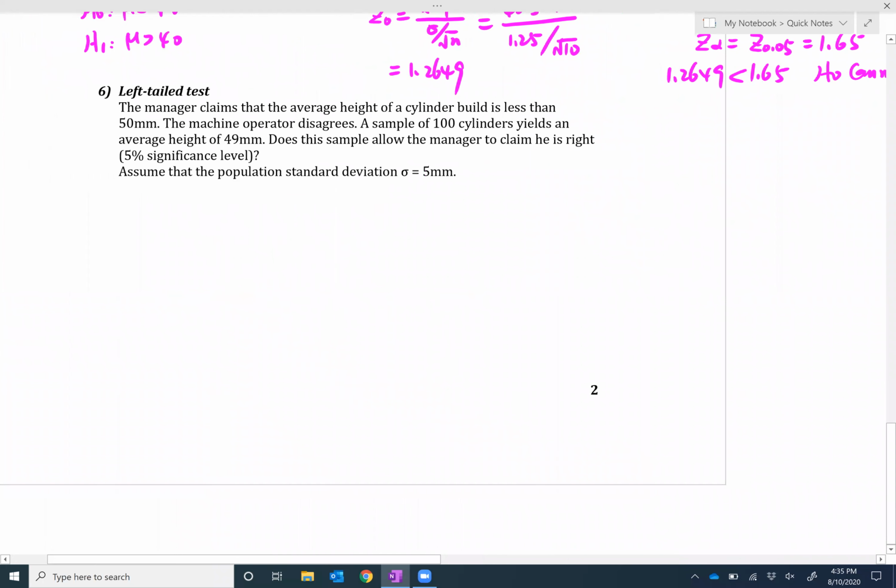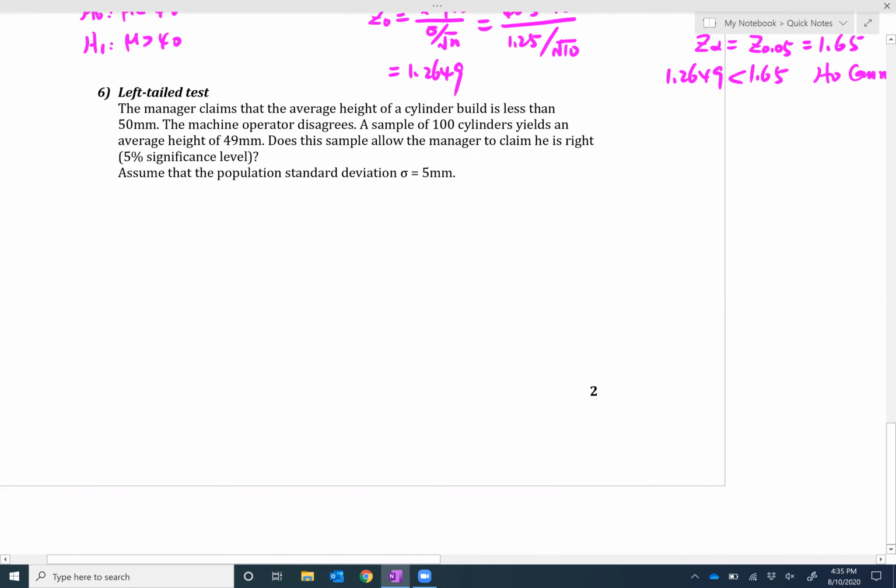Now let's have a look at the last question. It's about the left tail test. Now the manager claims that it is less than 50 millimeter. The machine operator disagrees. And then a sample of 100 yields an average height of 49. Does this sample allow the manager to claim he's right? Okay.